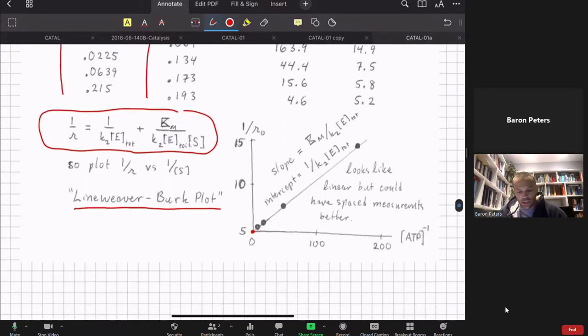I think that's it. We're gonna pick up next time with acid-base catalysis, and then we'll go on to heterogeneous catalysis.